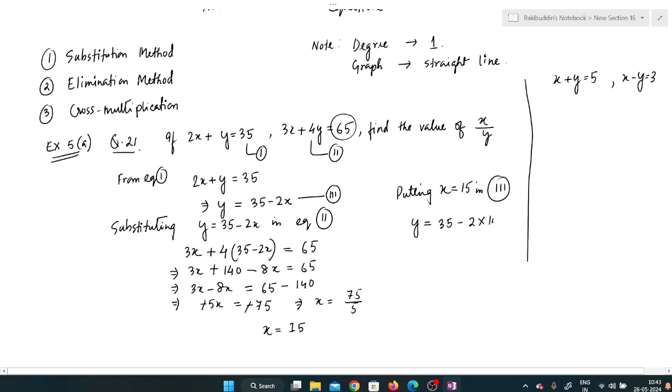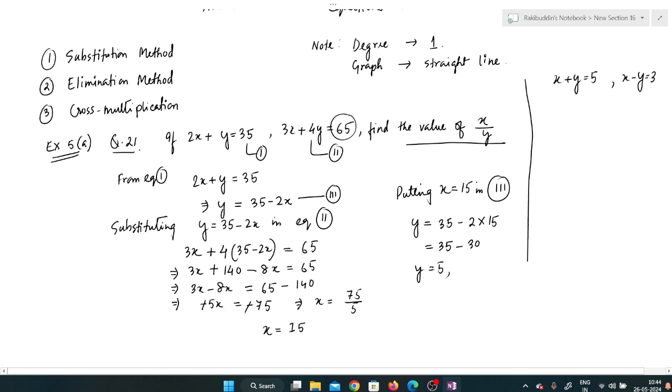So if I put x equals to 15, so it will be y equals to 35 minus 2 multiplied by 15. So 35 minus 2 multiplied by 15 is 30. So y is equal to 5. But what was the requirement? Did they ask us only value of x and y? No. The question was find the value of x by y.